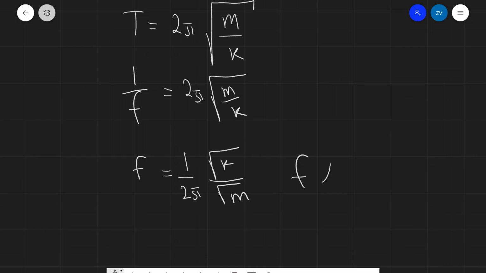Because of that, the frequency is proportional to 1 over the square root of m, and because the square root is defined as the quantity being raised to the power of a half, the frequency is proportional to m raised to the negative half power. Therefore, the correct answer is A.